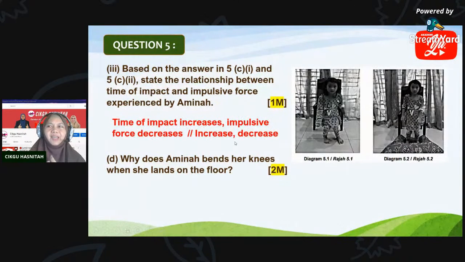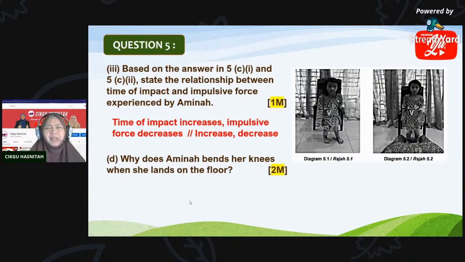Or you can simply say increase, decrease. That's all. Increase, decrease. Higher, lower. Okay? Opposite, jangan tulis. Okay, time of impact increases, impulsive force decreases, or simply say increase, decrease. Enough.